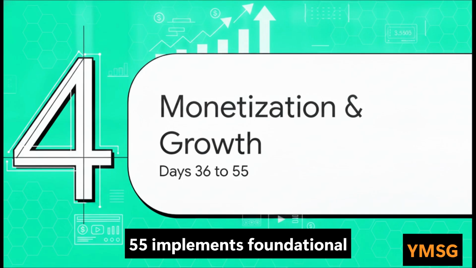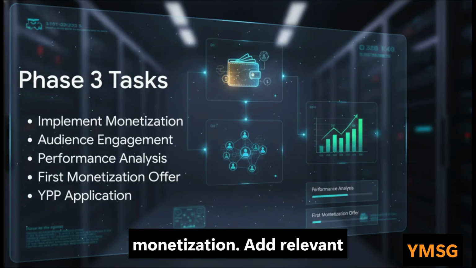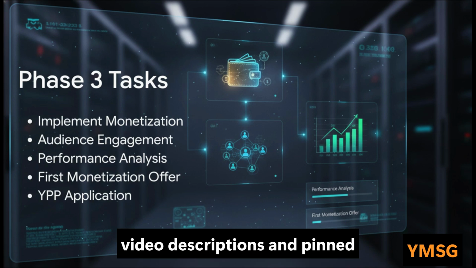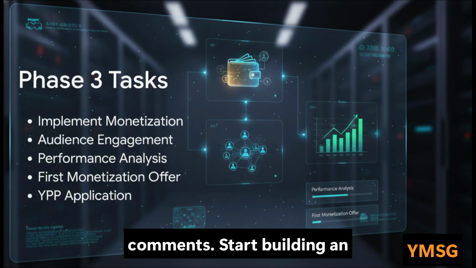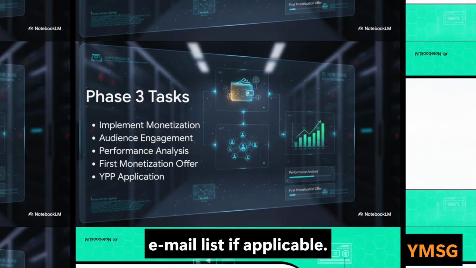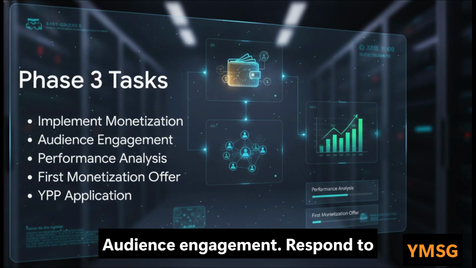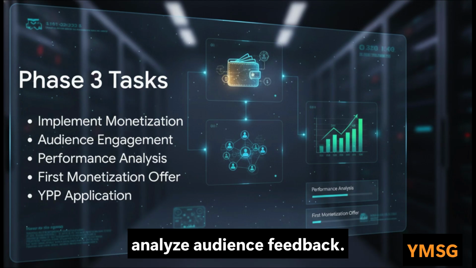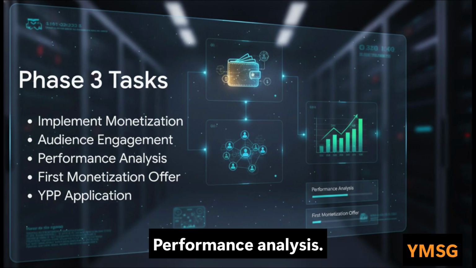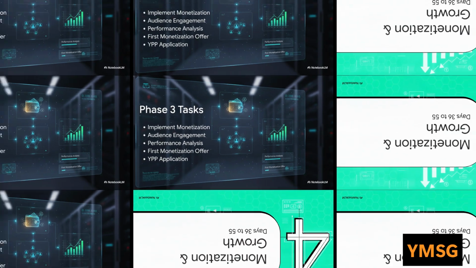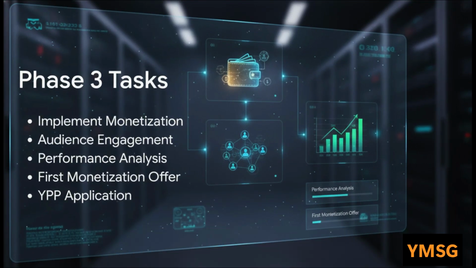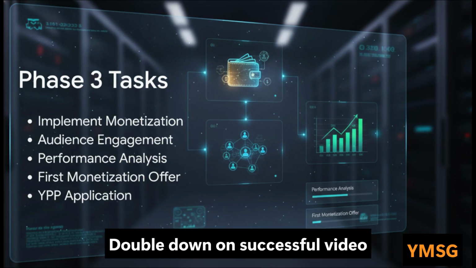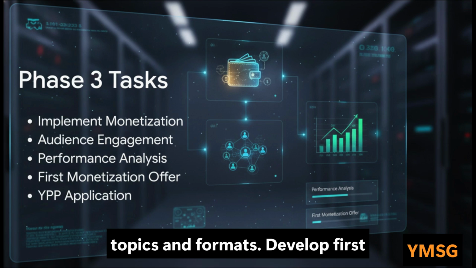Implement foundational monetization. Add relevant affiliate links to your video descriptions and pin comments. Start building an email list if applicable. Audience engagement. Respond to comments, foster community, and analyze audience feedback. Performance analysis. Review YouTube analytics. What's working? What's not working? Double down on successful video topics and formats.